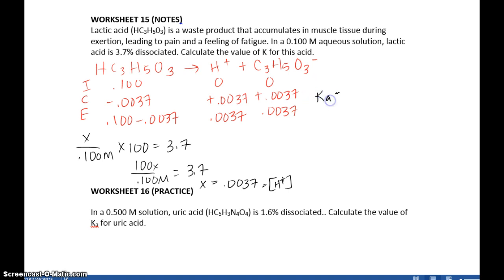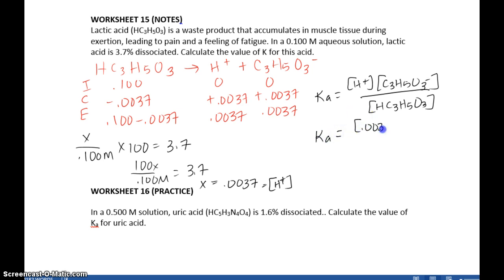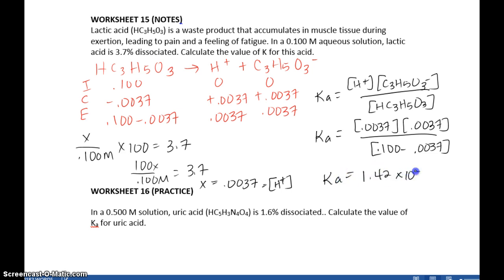Because it's an equilibrium expression, we do always have to show the whole thing written out, the K value, without anything substituted in. That's an important part of all problems. So there, we put that down. And then we're going to take our Ka. We know our hydrogen. We know our anion there. And we know that this here is 0.1 minus 0.0037. So we solve that, and we calculate it, and we end up with a Ka value of 1.42 times 10 to the minus 4.